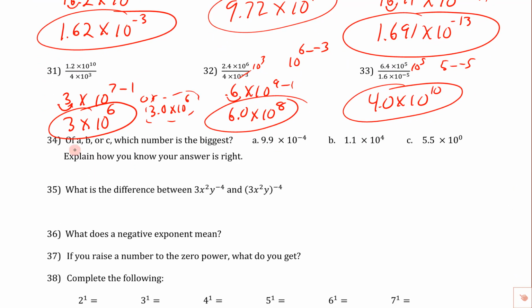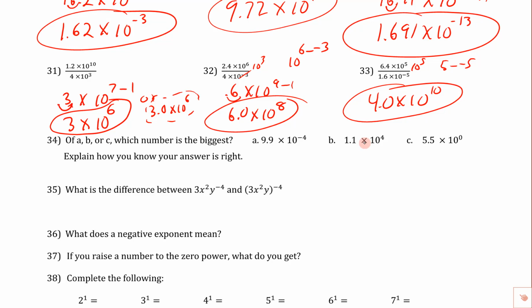And then it says, of A, B, or C, which number is the biggest? So if we look at these numbers, we've got 9.9 times 10 to the -4, 1.1 times 10 to the 4th, and 5.5 times 10 to the 0. If we just looked at the decimal numbers, we'd think, oh, well, that one's got to be the biggest, and that one's in the middle, and that one's the smallest.